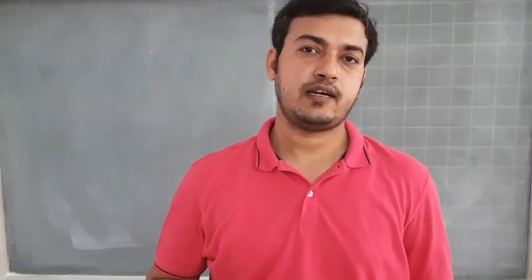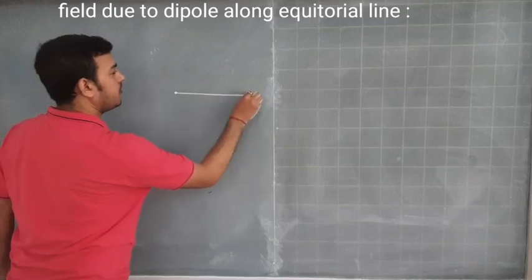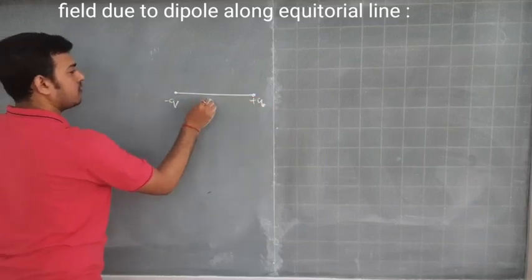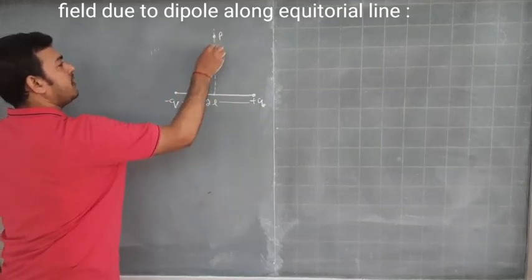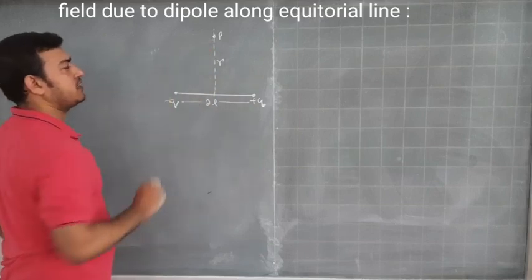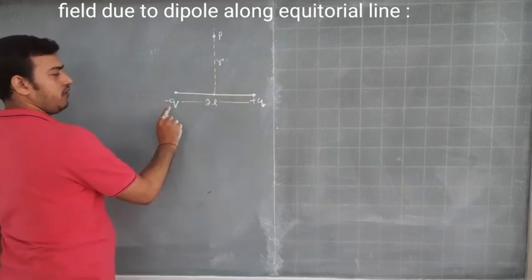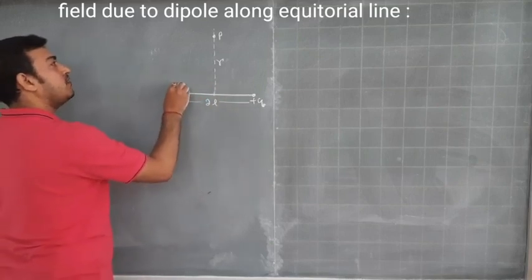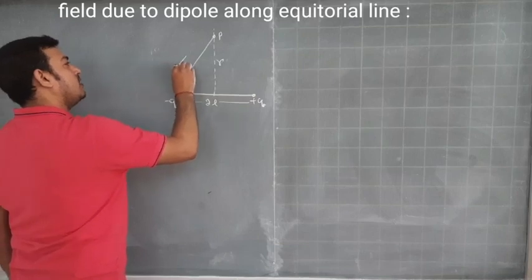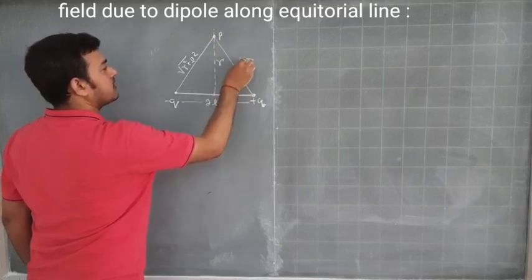Now we will find the electric potential due to the dipole along the equatorial line. So this is my dipole, and this is the equatorial line. Let this be a point P at a distance of r, and we need to find the net electric potential at this point due to this dipole. As I told you, first we will find the potential due to the negative charge, then due to the positive charge, and we will add them. For that we need the distance of this point from the charge. From calculation it will be root of r square plus l square, and the same distance will be here too.